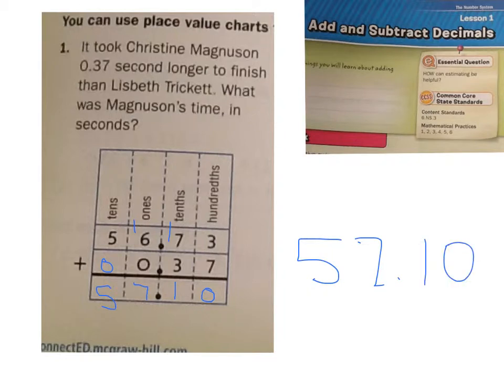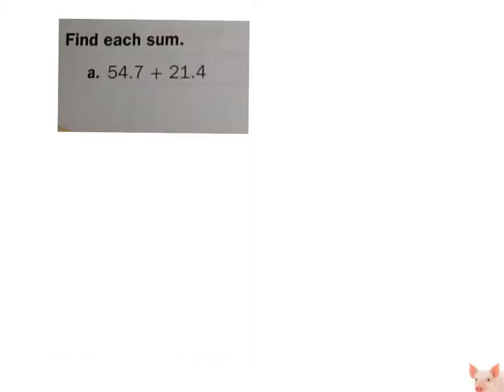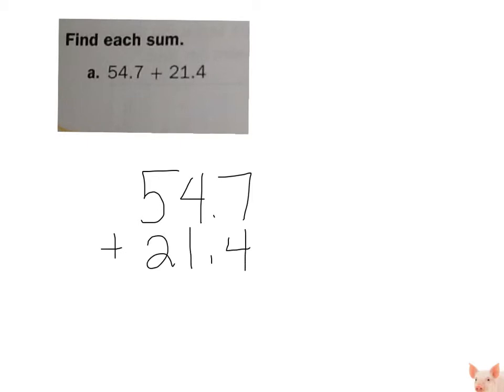You should have followed along with me in this problem and written it in your own textbook. This next example, you can follow along with me on page 178. This is letter A. So we want to add this decimal. Remember, to add decimals, we need to make sure we line up the decimals. So I'm going to put 54.7 plus, I need to line up the decimals, so I'm going to have 21.4. Notice my decimals here are lined up, so I know I did this problem correctly.